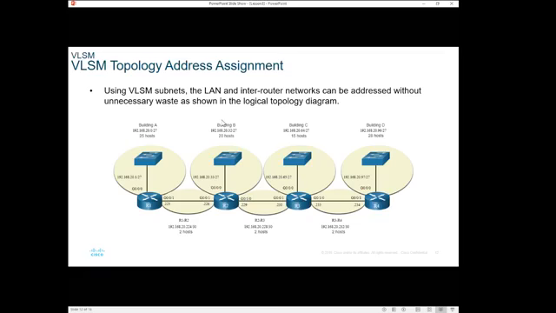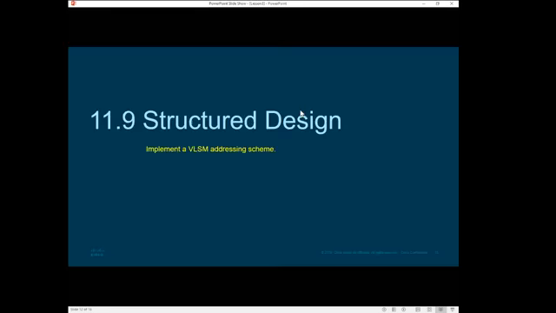Okay, so the last point is on structured design, implementing a VLSM addressing scheme to create a structured design. What I'd like you to do is you have a lab activity that you've been given, and this last section is very much a practical one. So try to use that lesson to complete this last part on implementing a VLSM addressing scheme based on the given requirements. The key point to take note of here is that planning is very important.